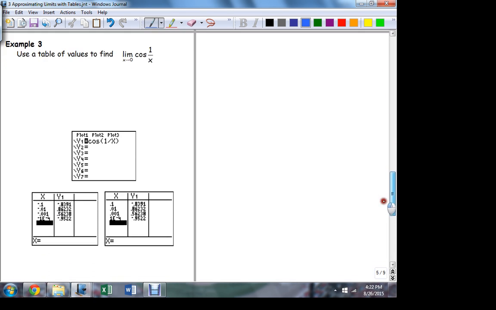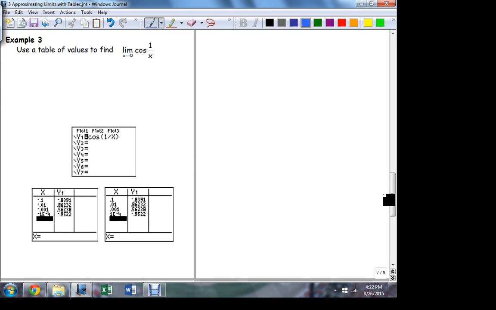Oh, and finally, I want to show this. Here's one more example that involves one of our trigonometric functions. Here's where things can go wrong. I want to evaluate this limit here, cosine of 1 over x. And once again, this is undefined. If I try to plug in 0 for the variable, I get an undefined quantity. So the direct substitution fails.